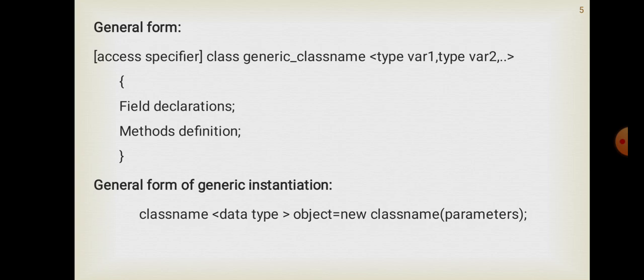What is the general form of a generic instantiation? Instantiation means creating an object for the class. So how can we do this? Class name, then within angle brackets, you specify the data type. As I have already told you, it accepts any data type, so whichever data type you are going to pass, you mention within the angle brackets. If it is an integer, you mention it as Integer. Then object equals new class name of, and you give the parameters. So if you mention Integer, you have to pass an integer parameter. If you mention Float, you have to pass floating point parameters.